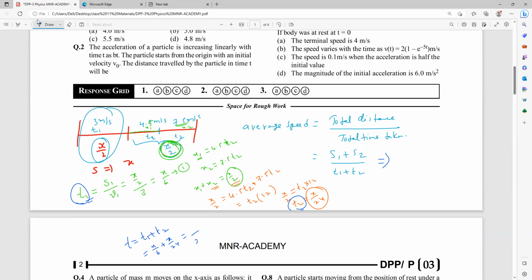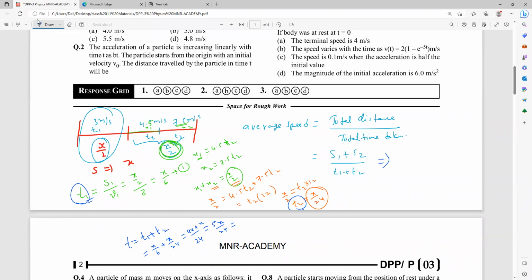Let me take 24 as the LCM. If you take 24, how much will it come here? 4x plus x divided by 24, so 5x by 24. Total time is x by 24.